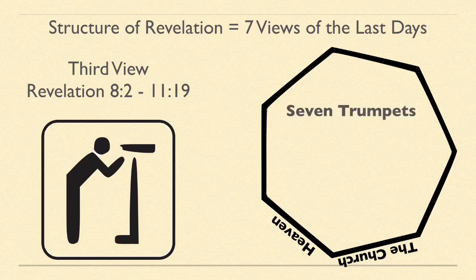This third view involves 7 trumpets. It goes from chapter 8, verse 2, all the way through chapter 11, verse 19. We can summarize this view with the phrase, plagues of judgment. Today, I'm going to give a helpful overview of this section. And then next week, we will start to dig into some of the details.